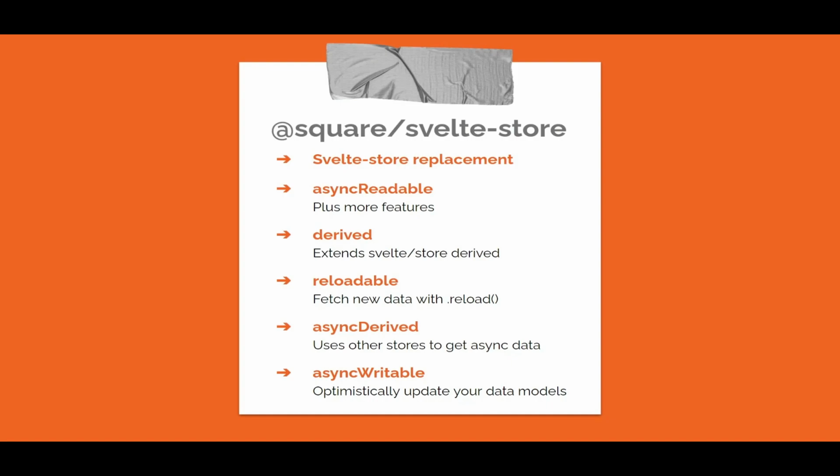Both of these have a couple additional features. Most importantly is the ability to declare an async readable store as reloadable. A reloadable store will fetch new data whenever we call reload on the store, or call reload on any store that derives from that store. Also included are two additional types of custom stores, async derived and async writable.